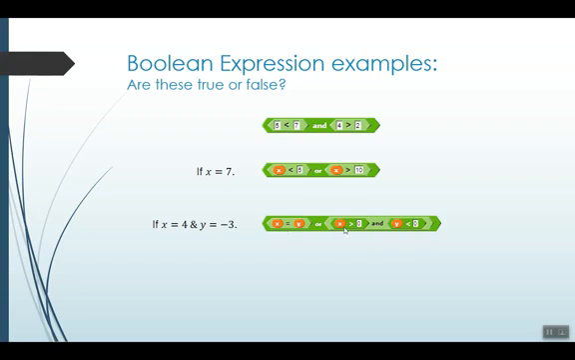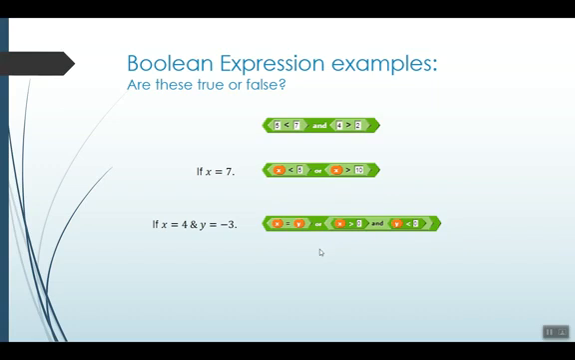But in this case, we have x is 4. Well, 4 is definitely greater than 0. And we have y is negative 3, which is definitely less than 0. So this whole statement is true because they are both true, which makes this entire statement true because one of the sides of the OR statement is true.